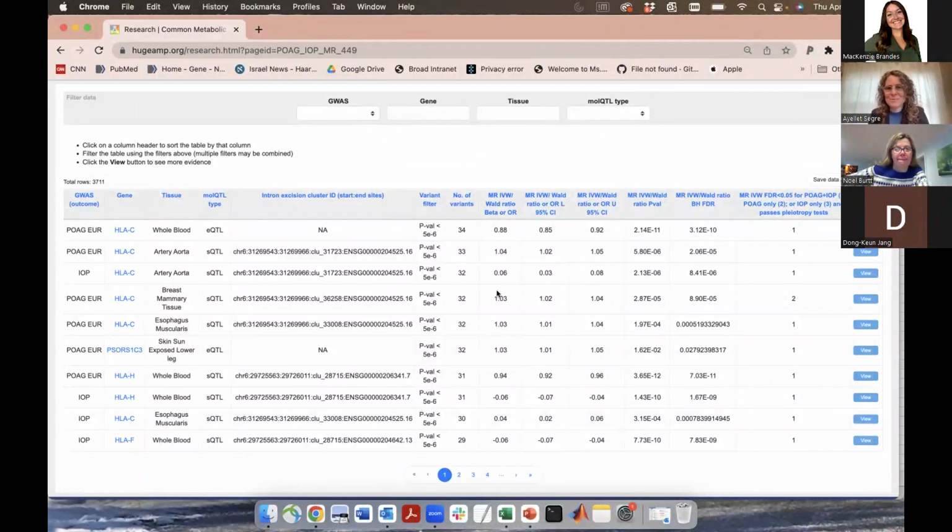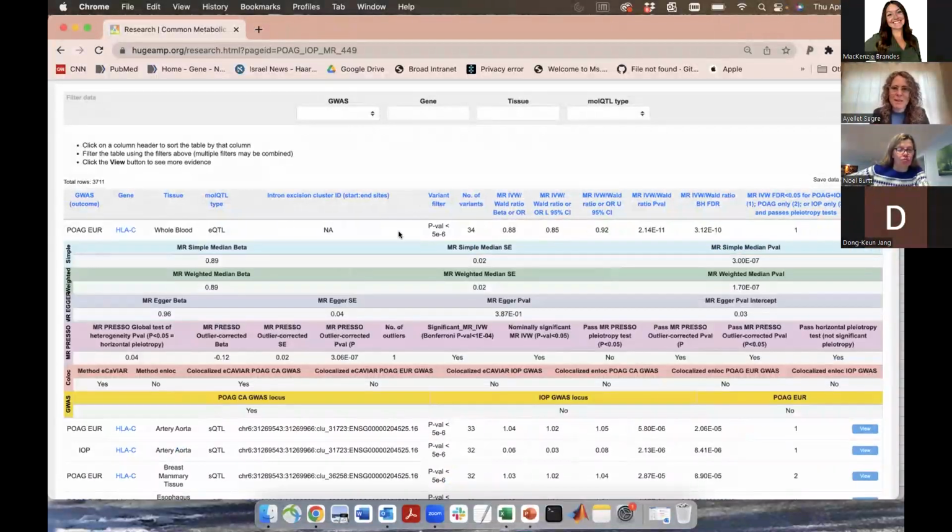Okay, great, thank you. And so in the Mendelian randomization table, we have information on, for example, the HLA-C gene in the European POEG. So we only applied Mendelian randomization to the European subset of the POEG meta-analysis, and the IOP is primarily European, just so that we don't have confounding from different ancestral backgrounds.